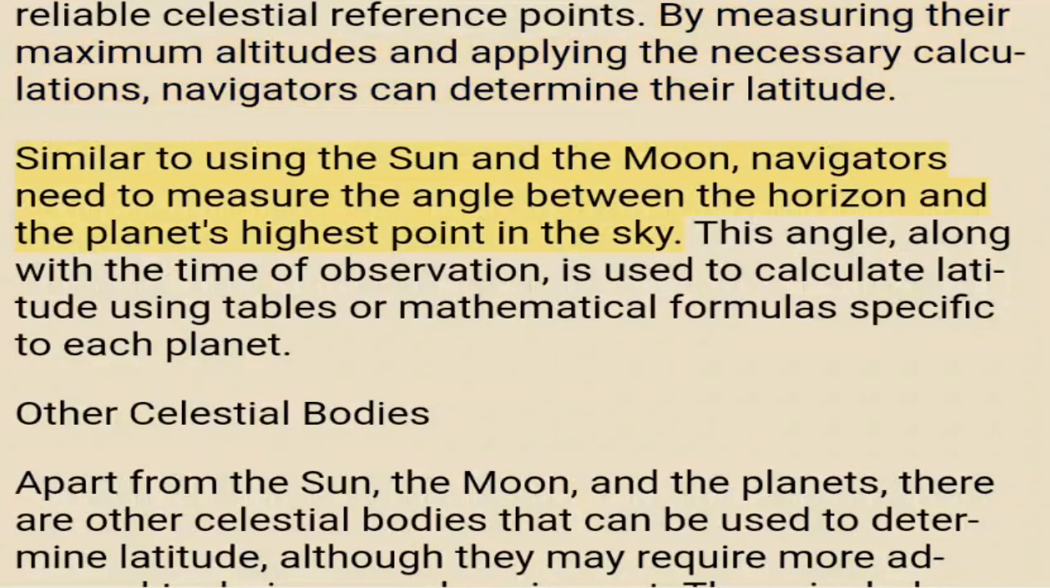Similar to using the sun and the moon, navigators need to measure the angle between the horizon and the planet's highest point in the sky. This angle, along with the time of observation, is used to calculate latitude using tables or mathematical formulas specific to each planet.